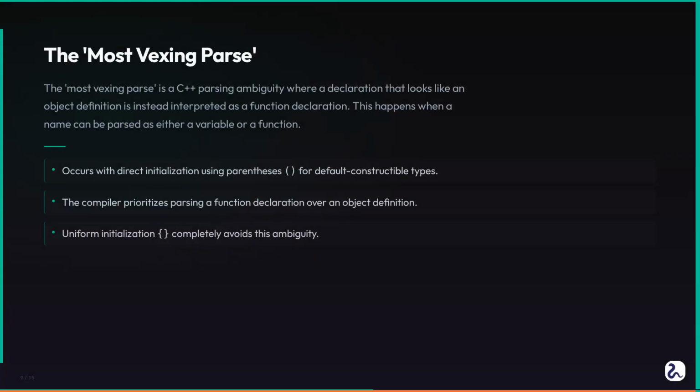Another critical problem uniform initialization solves is the most vexing parse. This is a classic C++ ambiguity where the compiler cannot tell if you are declaring a variable or a function. It is particularly common when you are trying to default construct an object without arguments. The compiler, by rule, always prefers to interpret something as a function declaration if it can. This means your innocent-looking object creation might actually be declaring a function, leading to bizarre compilation errors or runtime behavior because the object you thought you created simply does not exist.